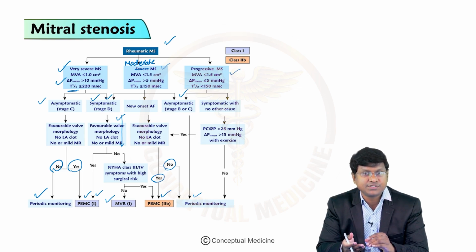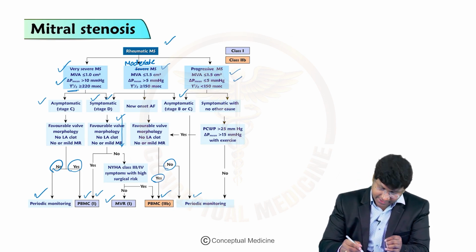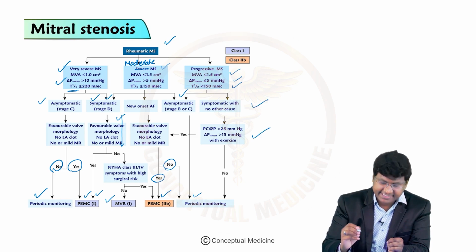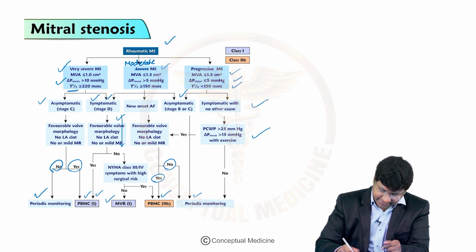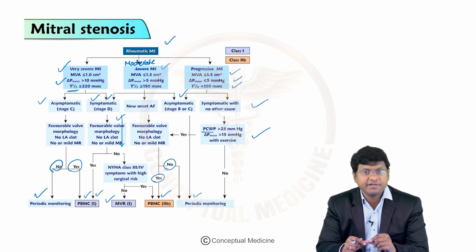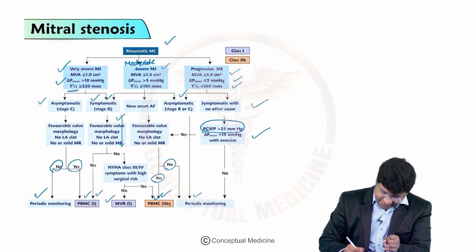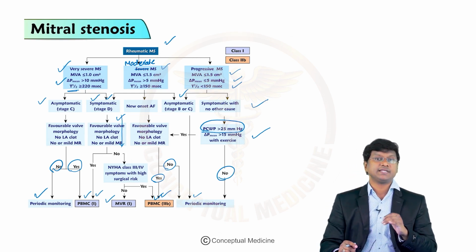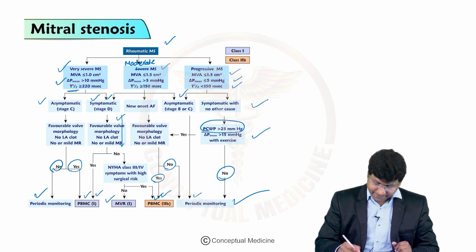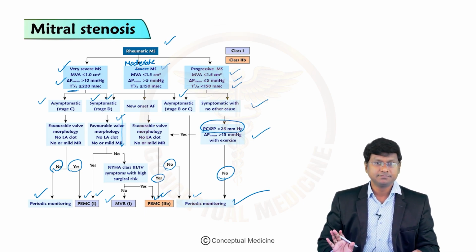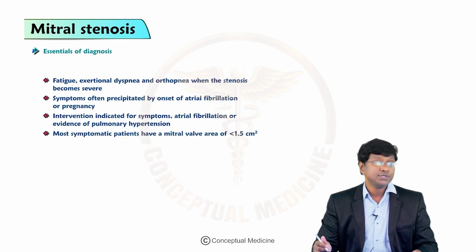And if it is progressive mitral stenosis, where the gradient is less than or equal to 5 and the T half is less than 150, in such scenario, if the individual is symptomatic, you need to calculate the pulmonary capillary wedge pressure. If the pulmonary capillary wedge pressure is more than 25 millimeters of mercury, and if the valve is a pliable valve, no LA clot, no or mild MR, then PBMV has to be done. Okay, but if the individual is symptomatic, but the pulmonary capillary wedge pressure is less than 25 millimeters of mercury, then periodic monitoring has to be done. Okay, so that is about the treatment of the rheumatic mitral stenosis.